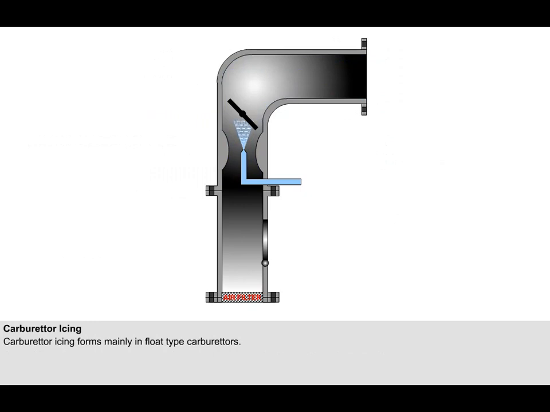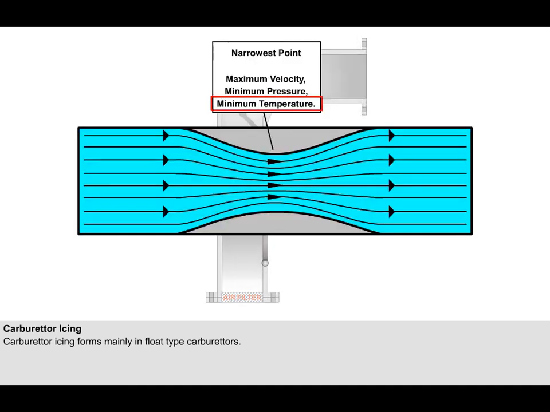The most common type of induction system icing is carburetor icing, sometimes known as refrigeration icing. Carburetor icing forms mainly in float-type carburetors. You will recall from the introductory lesson that in a convergent-divergent duct or venturi there is a reduction in the pressure of the air passing through it. This is accompanied by a drop in temperature. For this reason, the temperature of the air passing through the carburetor venturi falls.